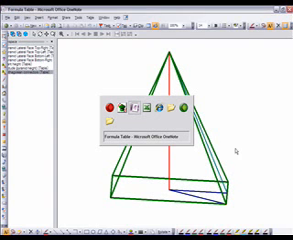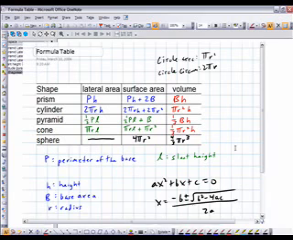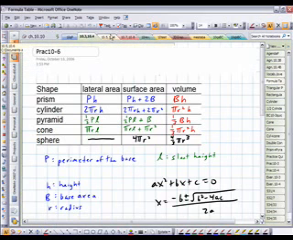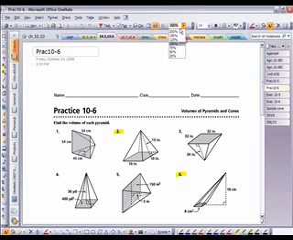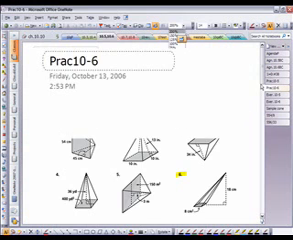So we're going to do some sample problems with this. Okay, we'll start with some pyramids, then go on to some cones, back to some pyramids.